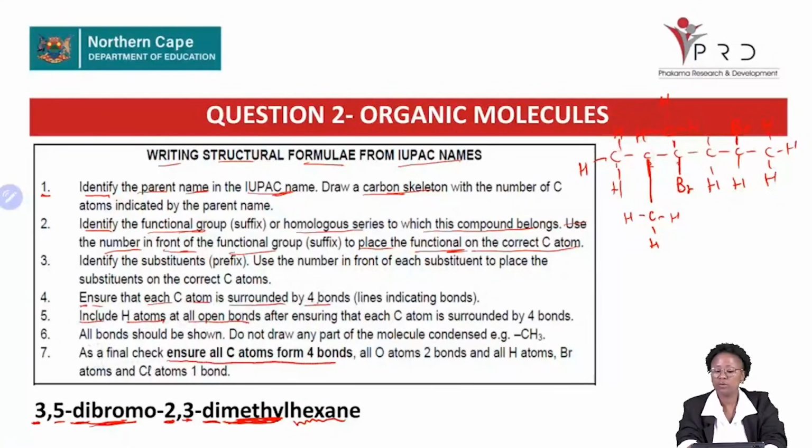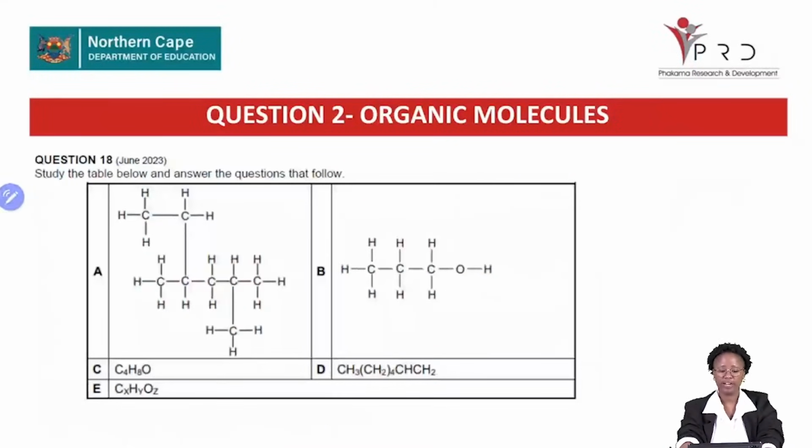Ensure that when you count here, all the bonds give you what? 4 around each carbon atom. So that is basically how you draw it. I hope this is going to assist you as you practice for your final exam.